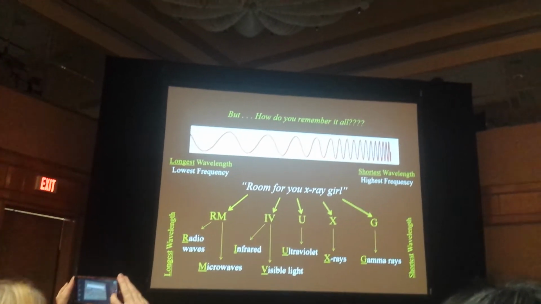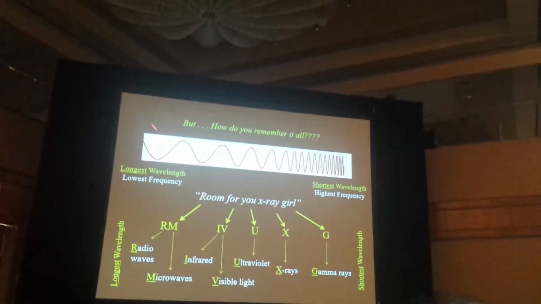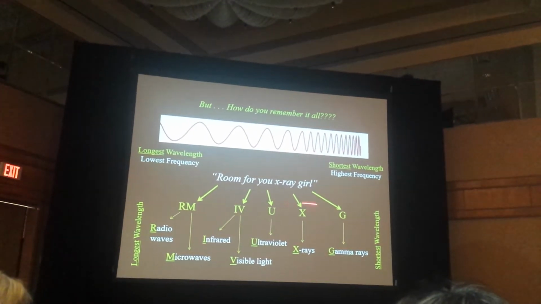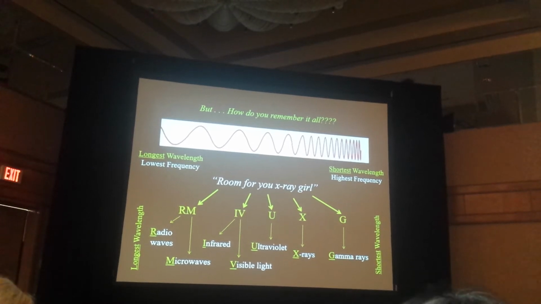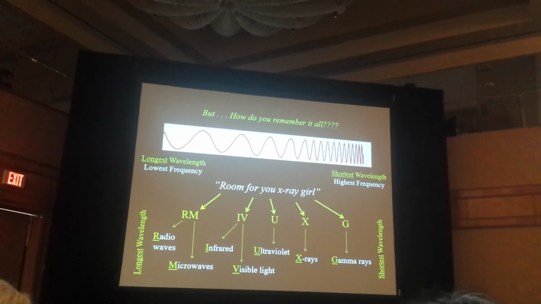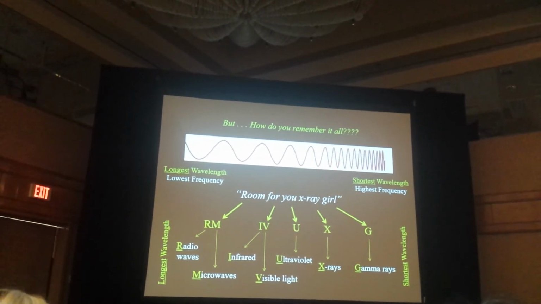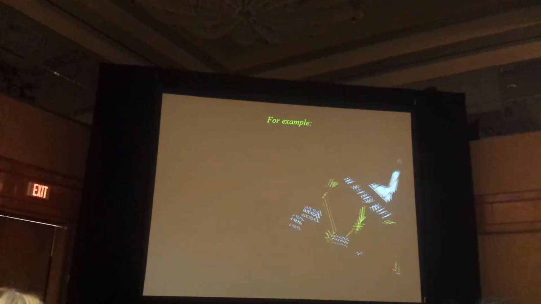Now you know if they give you 4 of these to choose from and ask you which one has the longest wavelength and the shortest, all you have to do is write this out, and then you can easily answer the question. You don't have to memorize a chart. Just type a little expression, room for you, X-ray girl, and bam, you got your answer. Now let me show you how handy this will be.